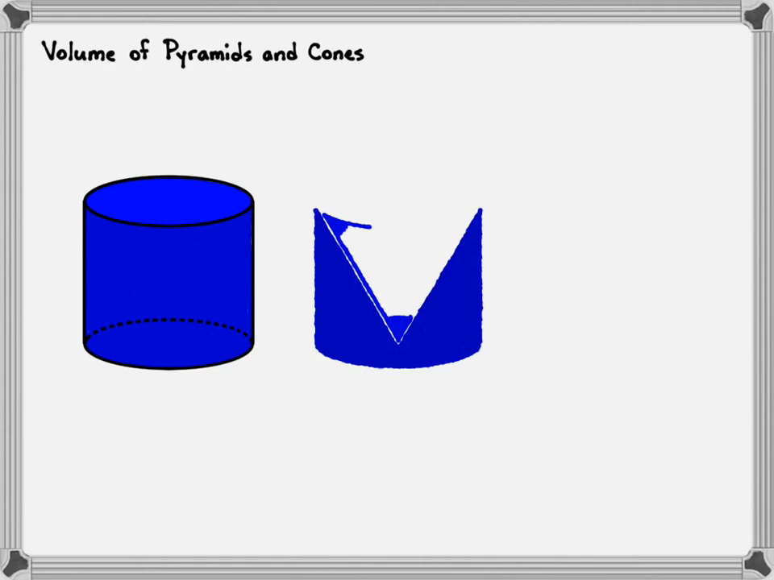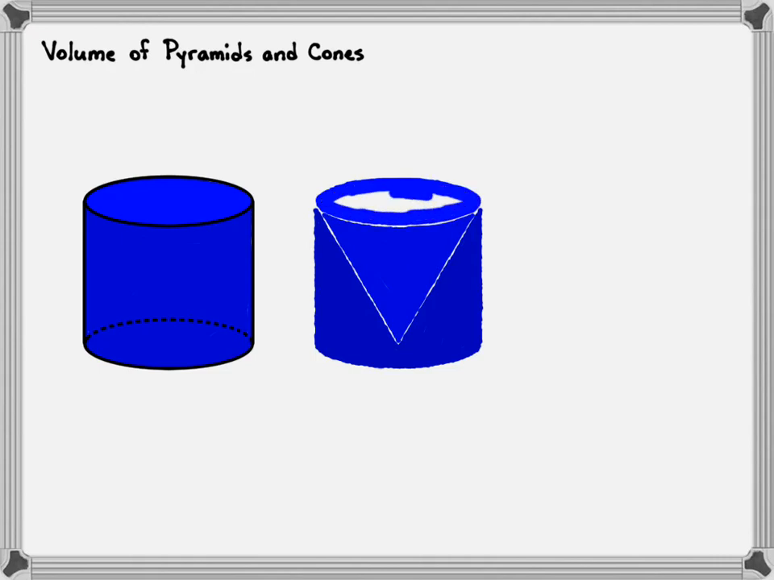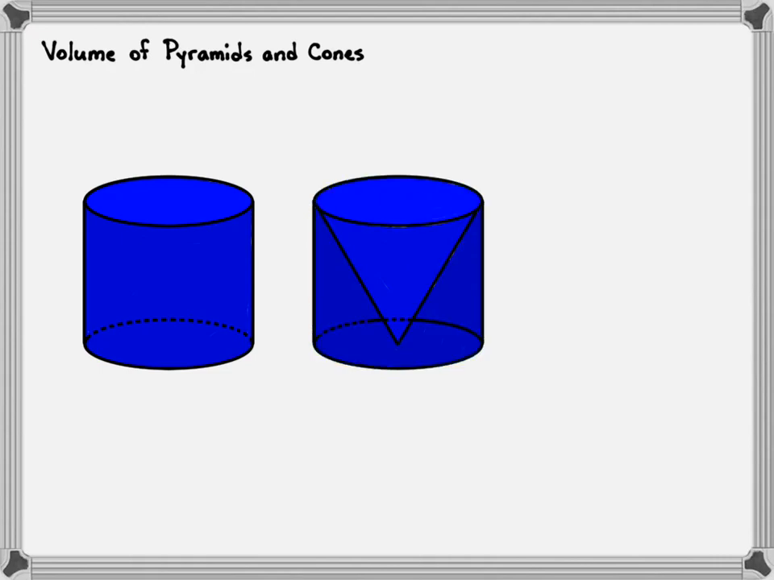And I wish I had a three-dimensional model to show you here. But we get something that looks kind of like this. We have the cone that's sitting inside the cylinder. Now notice that their bases, the circular bases, are exactly the same. The height of these guys is exactly the same.